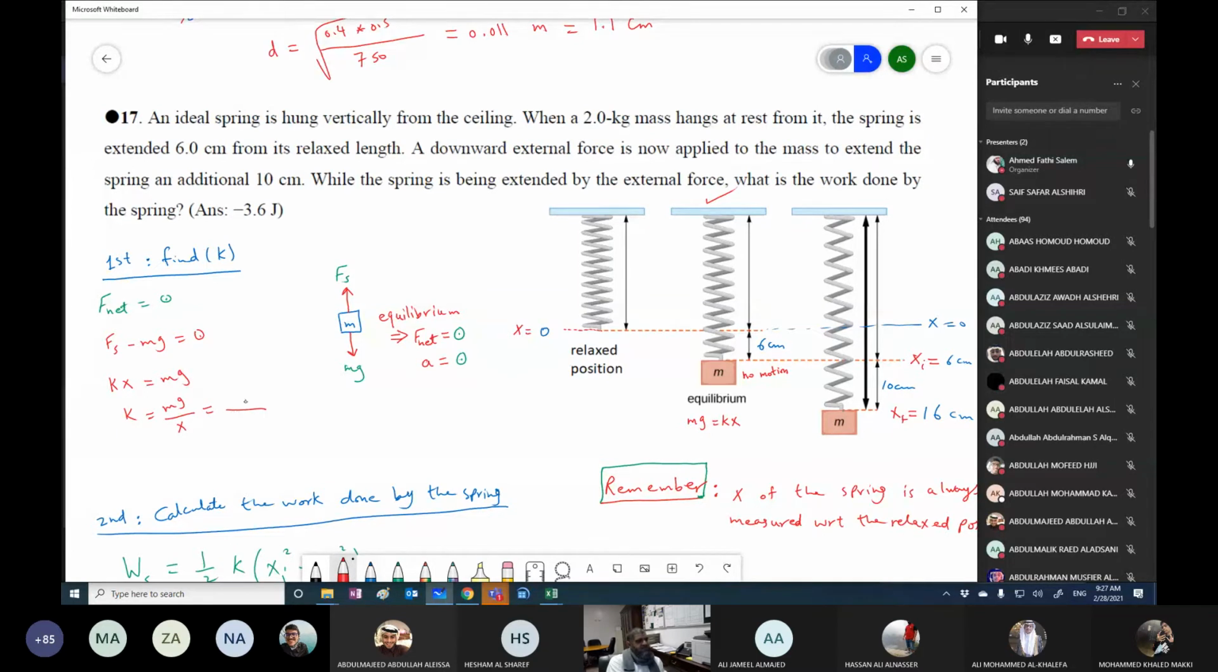يلا نعوض. How much is the mass? 2. How much is g? 9.8. How much is x here? Minus 6, or 6 in this case. So the relaxed position was 0 and now it is extended by 6 centimeters. So what should I write here? X equals minus 6, 0.6. ممتاز. 0.06. You have to put everything in SI units يا ابو الشباب. ها اللي قال 6 سنتيمتر غلط واللي قال minus 6 غلط واللي قال minus 0.06 برضه غلط.